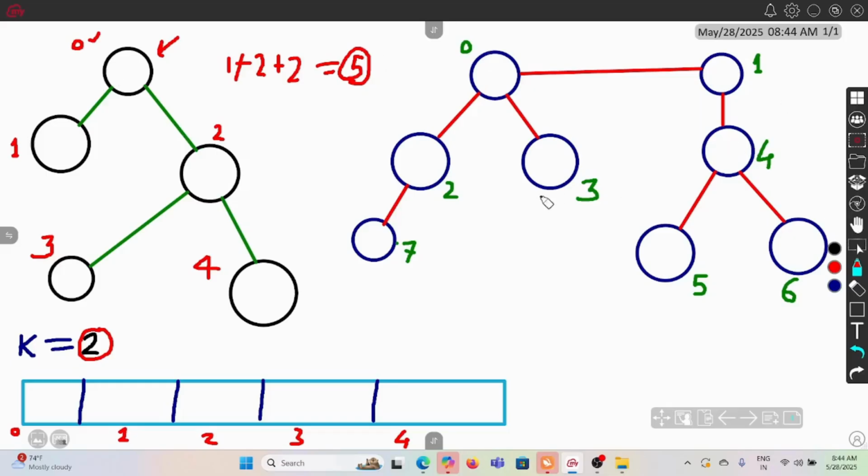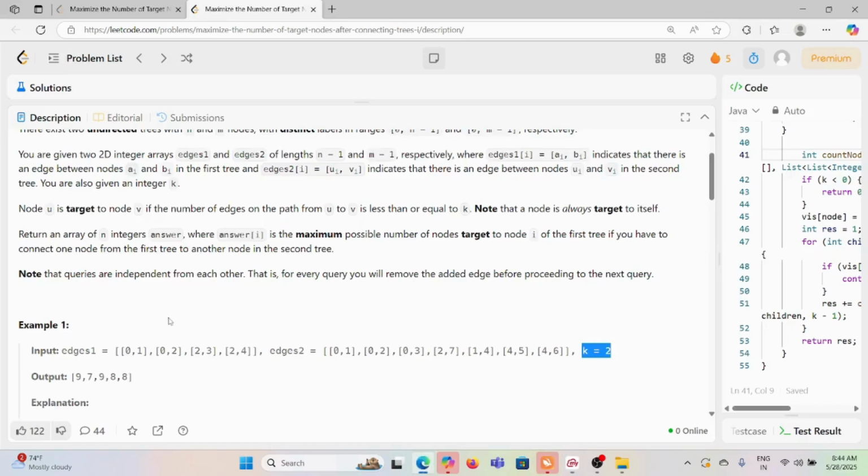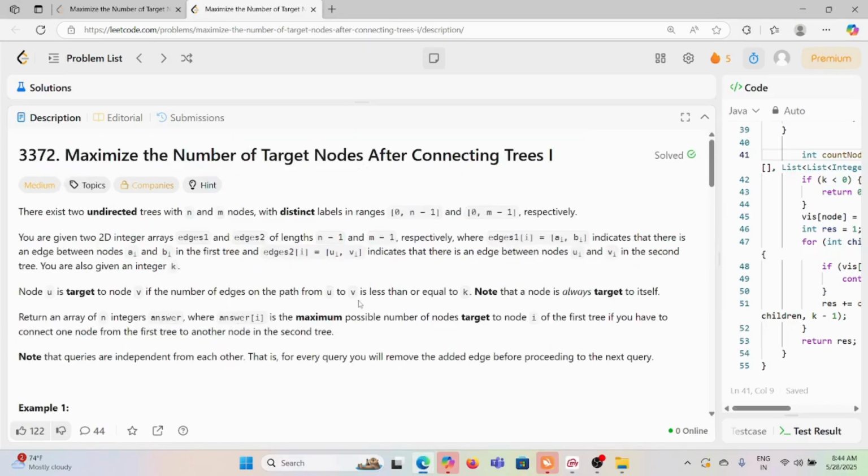Now there is one more condition, that is why we have graph 2 also in the picture. So let's see that as well. Now, return an array of n integers answer, meaning for the first graph, whatever the number of nodes is, that length should be the answer array. And we have to find the maximum possible number of nodes that are target to node i of the first tree if you connect one node from the first tree to another node in the second tree.